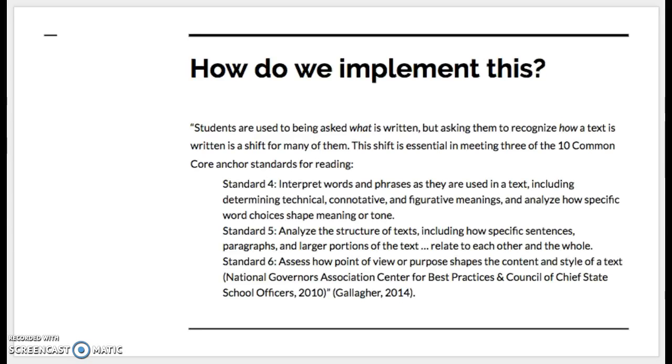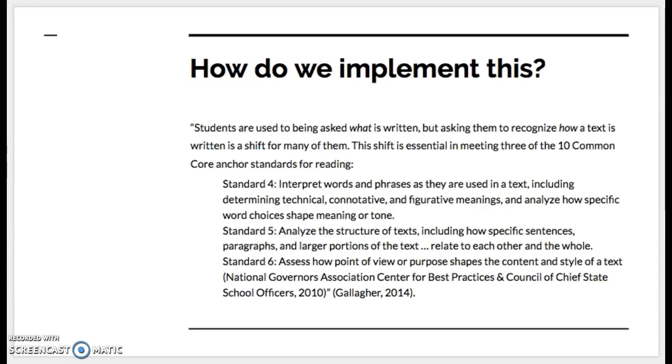Students are used to being asked what is written, but asking them to recognize how a text is written is a shift for many of them. This shift is essential in meeting 3 of the 10 Common Core anchor standards for reading, starting with Standard 4: interpret words and phrases as they are used in a text, including determining technical, connotative, and figurative meanings, and analyze how specific word choices shape meaning or tone.